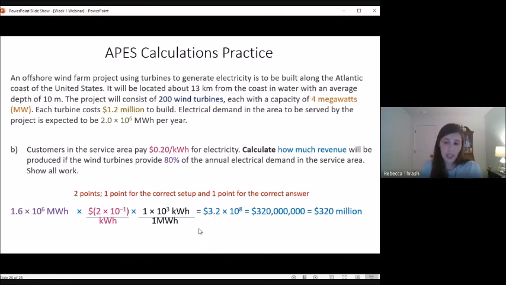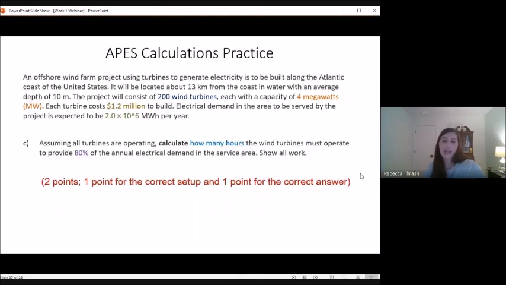Now they also would have taken the full standard expression here, or you could have said $320 million, because they tell you million here in the passage as well. So all 3 forms are acceptable. Okay, last little bit here. Assuming all turbines are operating, so all 200 wind turbines, calculate how many hours the wind turbines must operate to provide 80% of the annual electrical demand in the service area. Show all work. So I think you guys know where we're going here.